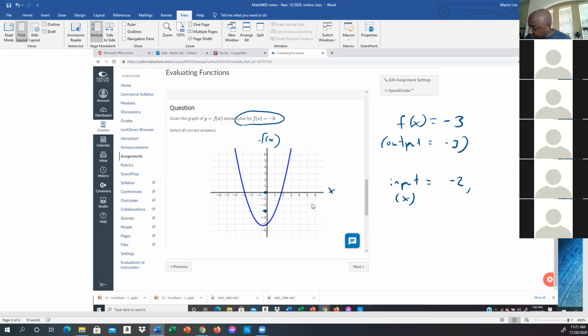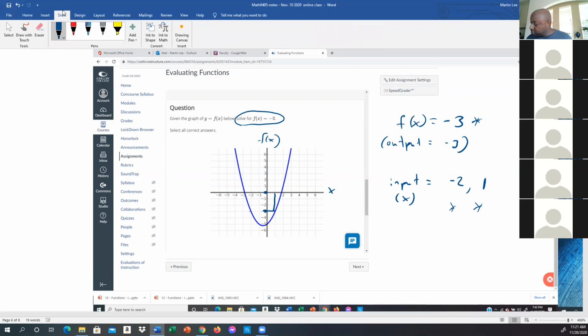Now coming back to where f of x equals -3, which is here, I want to go to my right. And then when I intersect the graph, I go up to the x-axis to find out the input value, which is 1. So when f of x equals -3, I have two input values, -2 and 1. And that's it for that one.